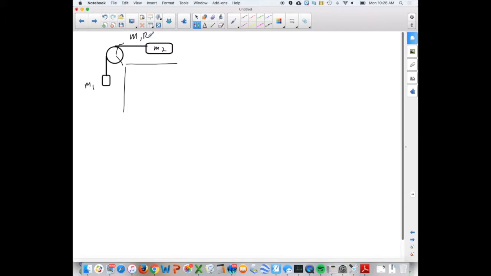Now I have three free body diagrams. I have T1 coming up here. I have T2 in this direction. And my three free body diagrams give me, well, the first one's simple. M1A is M1G minus T. The M2A is equal to T2. That should be T1. But this is the more complicated one.